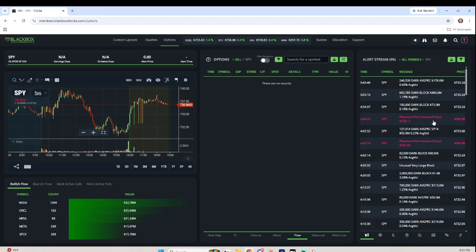So this Phantom Print, volume 8. That's how many shares it was, so very insignificant. Spot when this transacted was 738.11 for SPY, and the Phantom price came in at 686.98. So that's like $50 from here. Very far out of range. Small share size. Would ignore it.